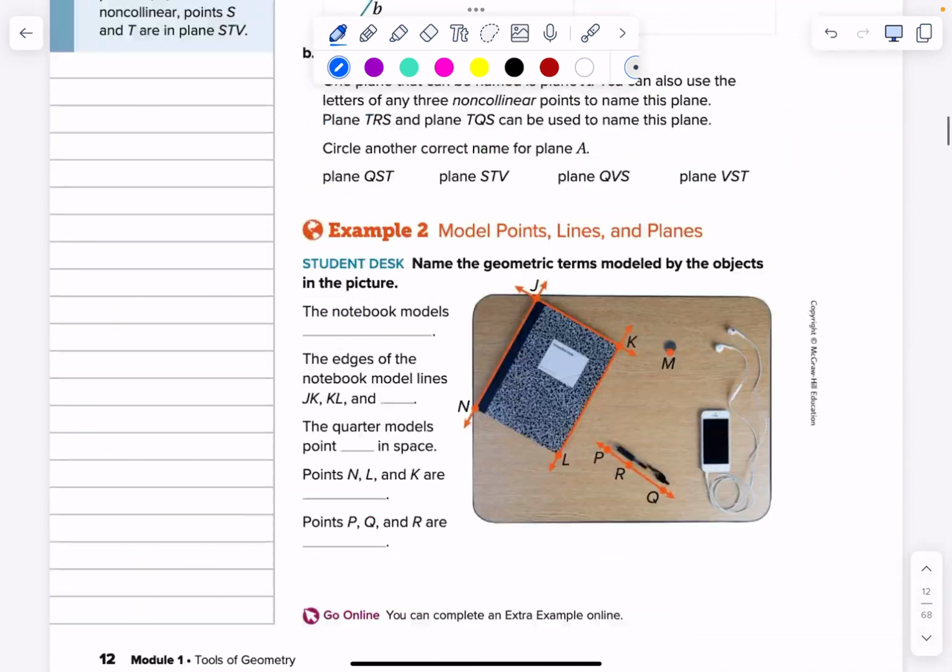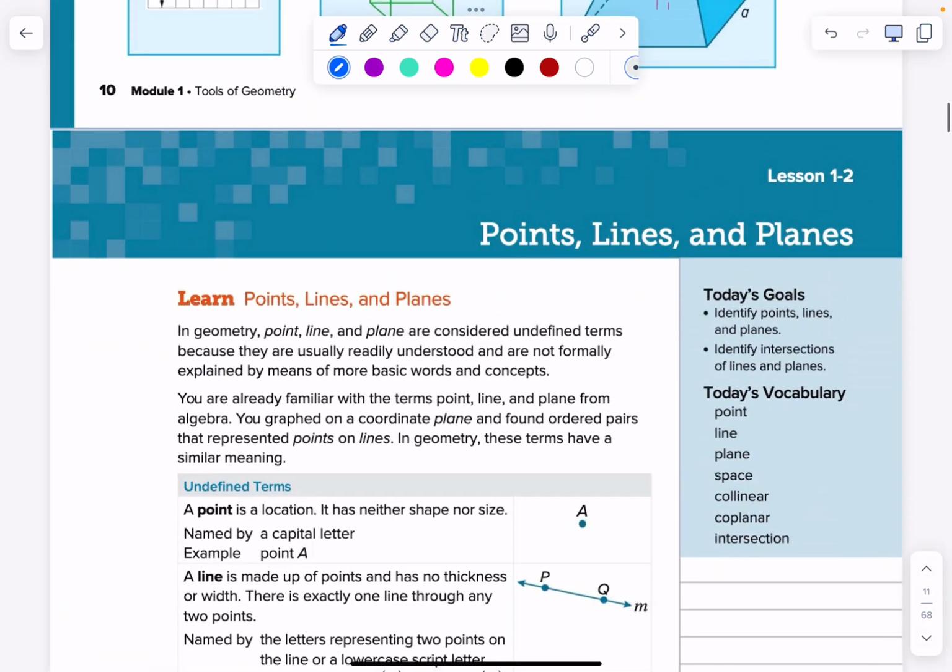Let's do some notes here. All right, points, lines, and planes. These are all geometric things or geometric definitions. A point. Give an example in this room of something that could be a point. This pencil's location.